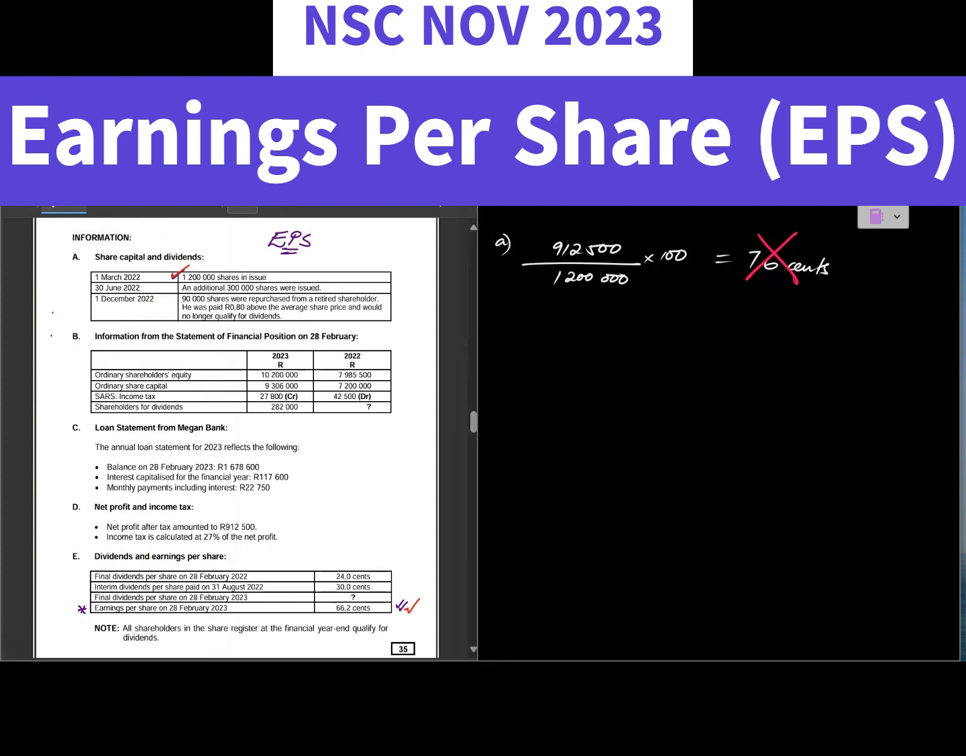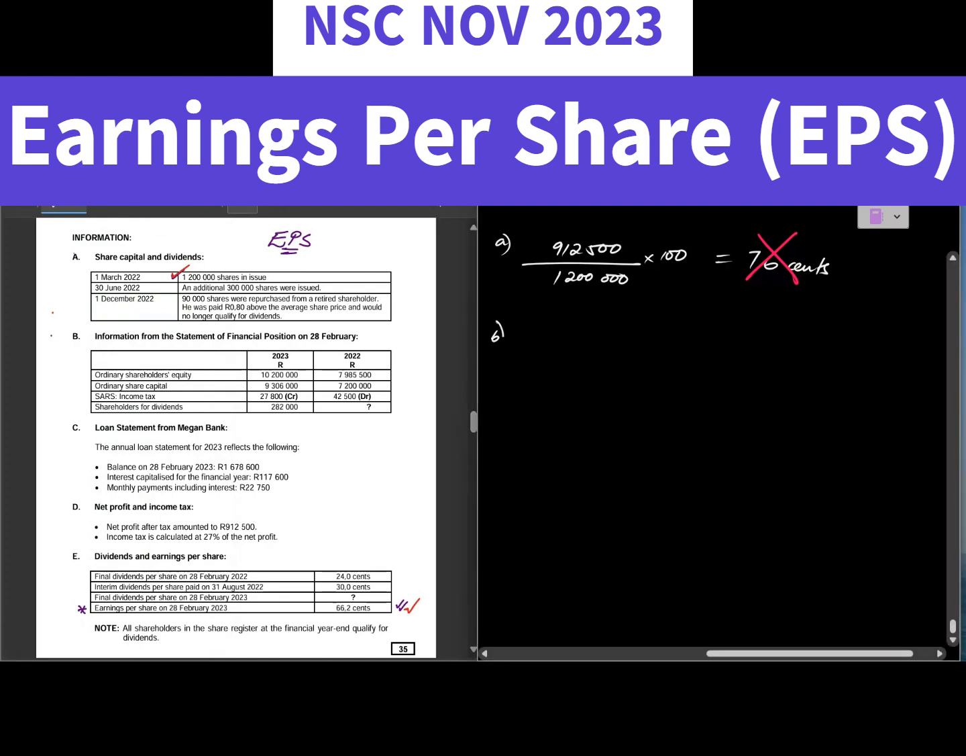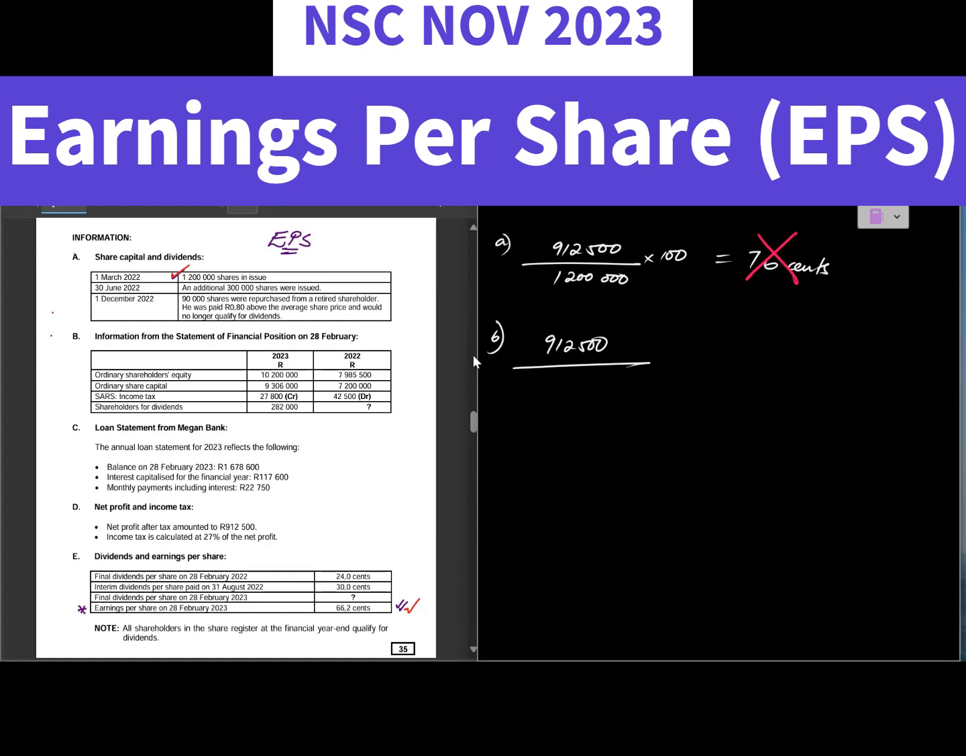Let's try the second option, B. In B, we're going to try and divide our net profit after tax, which is 912,500, by the number of shares at the end now. So we have 1.2 million shares at the beginning. We added 300, which gives us 1.5 million now. Are you still following? And then we subtract 90, which gives us 1,410,000, which is the shares now at the end.